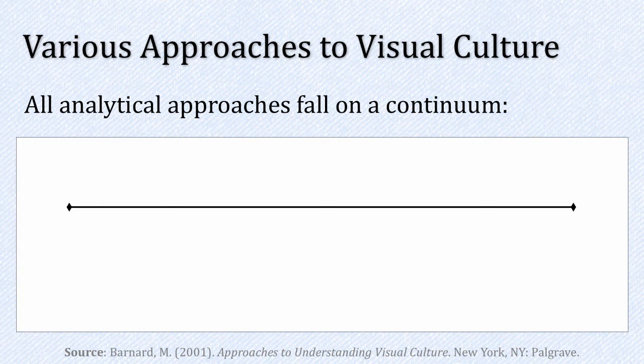Callow helped us understand that there are various approaches to analyzing and thinking about images and visual culture. Drawing on the work of Barnard, Callow argued that all analytical approaches fall on a continuum, anchored by the structuralist tradition on one end and the hermeneutic tradition on the other. Now, some of you may be wondering, what the heck does all of this mean? Well, don't let the fancy vocabulary fool you. The concepts are simple. It's all about how we know what we know and where we derive meaning.